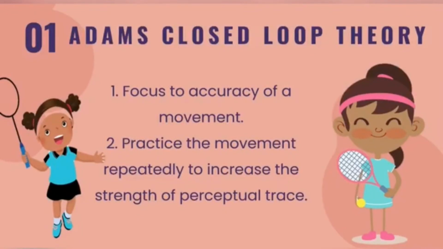Okay, now I would like to explain the theory that is related to the test that we have done. The theory that we chose is Adams' closed loop theory, which focuses on the accuracy of a movement, whereby it is proportional to the strength of the perceptual trace. The theory also suggests that practicing the movement repeatedly can increase the strength of the perceptual trace, which acts as a record of the movement made over many practices. It also tells us that there is an increase in error detection and movement adjustment when we practice the movement repeatedly.